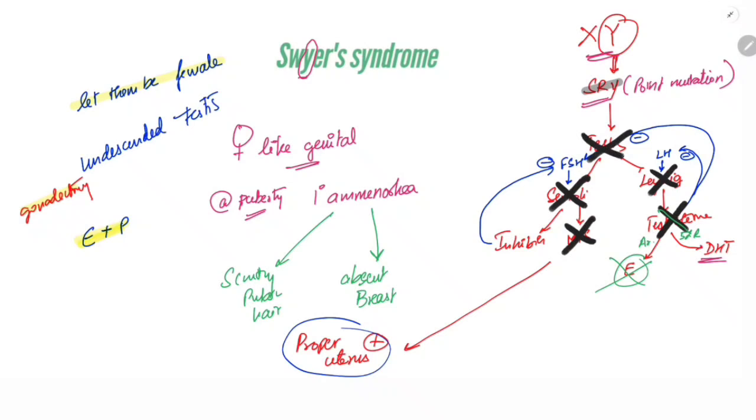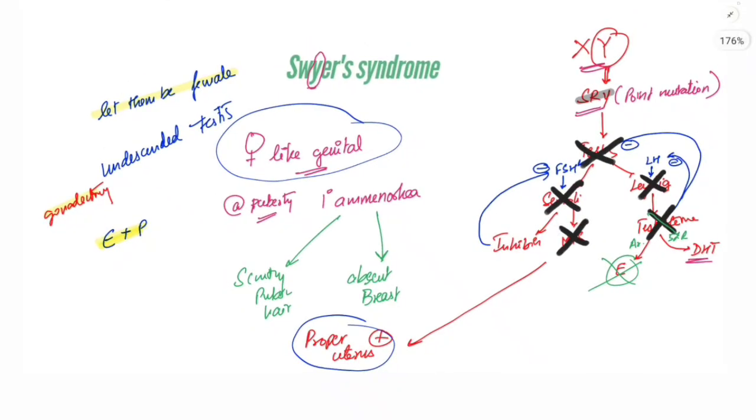Is vaginoplasty needed in this patient? Not needed, because she already has female-like genitals. Vagina is formed normally. So this is about the Swyer syndrome.